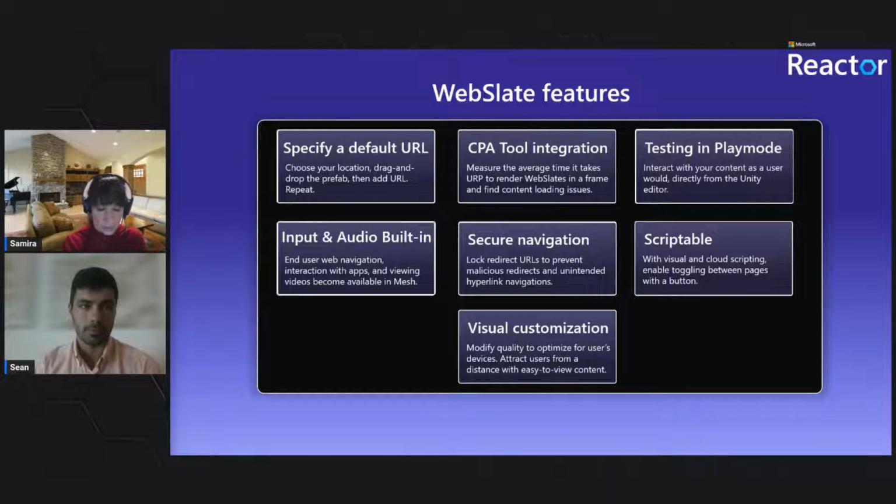Our toolkit also comes with what's called a content performance analyzer tool, which is an analysis tool that you can run at authoring time for your environment. WebSlates have been integrated into this tool in order to provide you with a high-level analysis of WebSlate render times in the context of Unity's render pipeline.